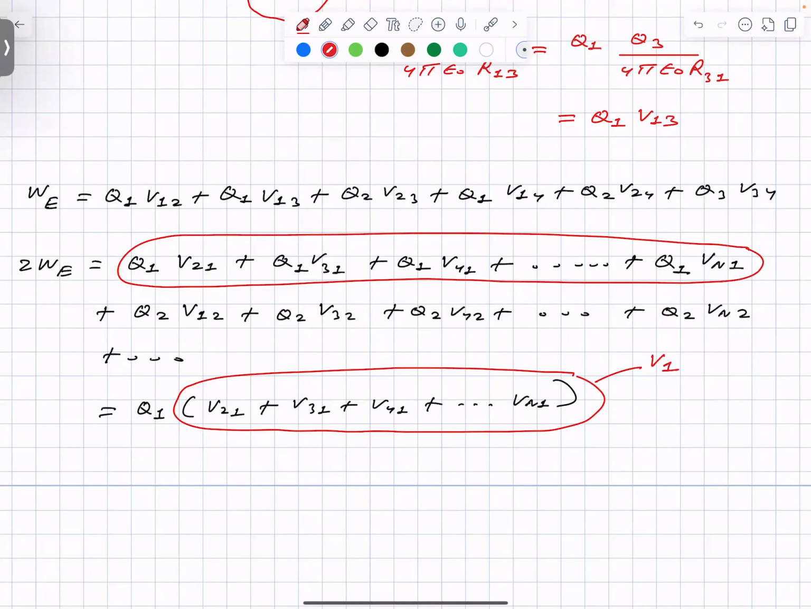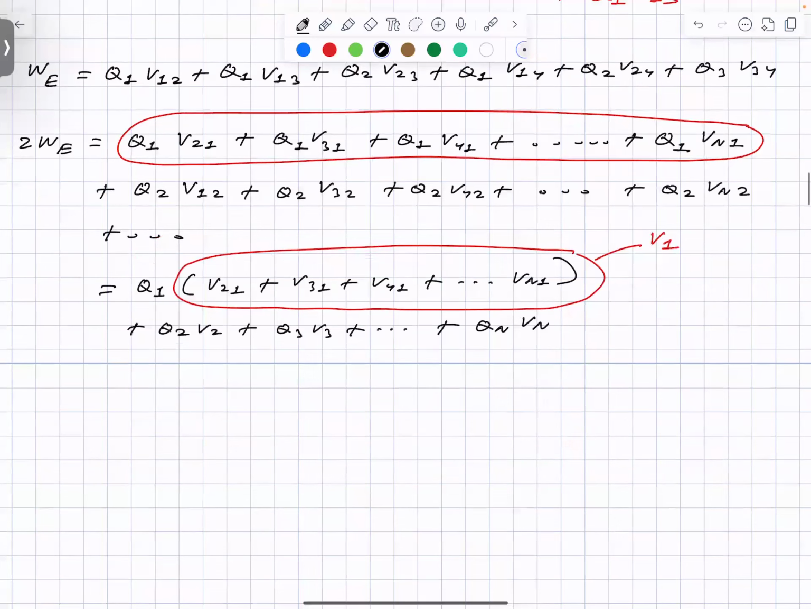And if we do that for the other terms as well, we can write it as Q2 V2 plus Q3 V3 and so on. It goes up to Qn Vn. So finally, in the compact form, what we can write is that twice the total work done is equal to the sum from m equals 1 to n of Qm Vm.